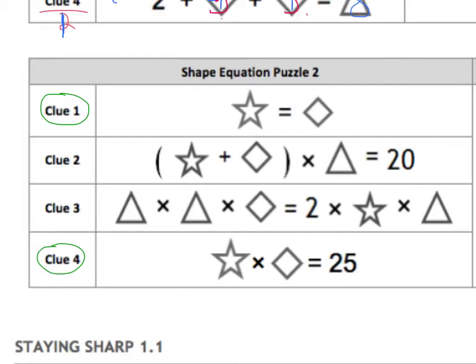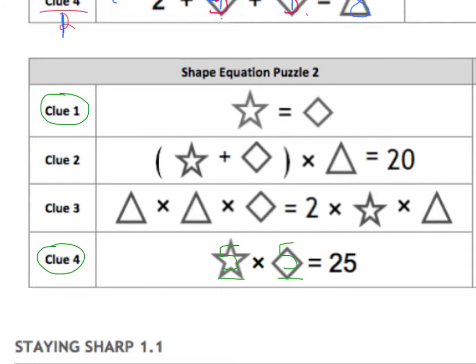So I'm going to drop down to clue 4, and I notice that is relevant right away. I have a star times a diamond makes 25, but star and diamond have to be the same thing. So really what I'm asking is, what number times itself is 25? Well, there's only one set of numbers that do that. That's 5. 5 times 5 is 25.